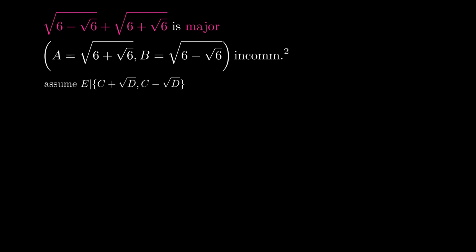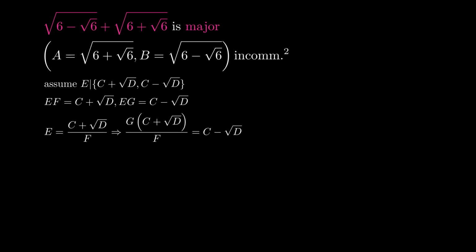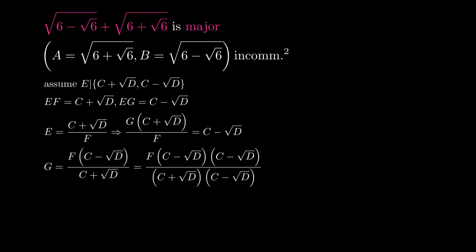Consider c plus root d and c minus root d, and by way of contradiction, assume they have a common measurer, e. So ef equaling c plus root d and eg equaling c minus root d, where f and g are whole numbers. Then e is equal to (c plus root d) divided by f, so that g over f times (c plus root d) is equal to c minus root d. So g is equal to f times (c minus root d) over (c plus root d), which is equal to f times (c minus root d) times (c minus root d), all over (c plus root d) times (c minus root d), which is all equal to f times (c squared minus 2 times c root d plus d) all over (c squared minus d).